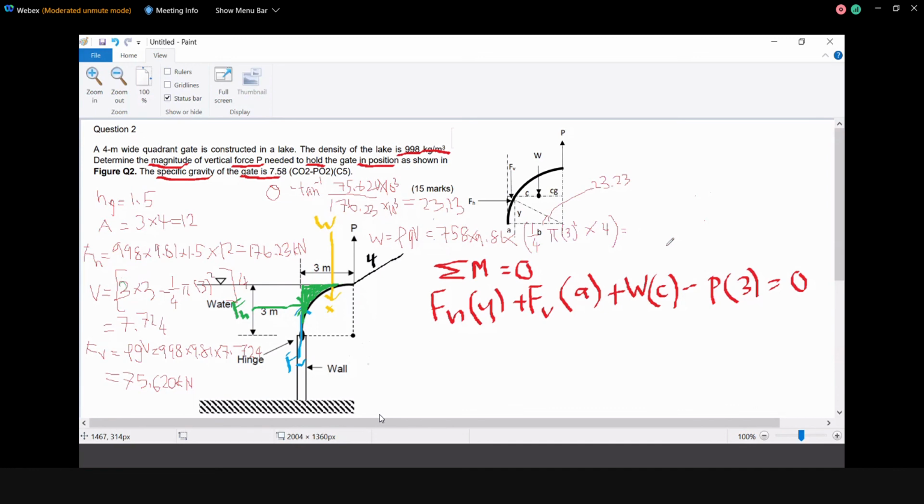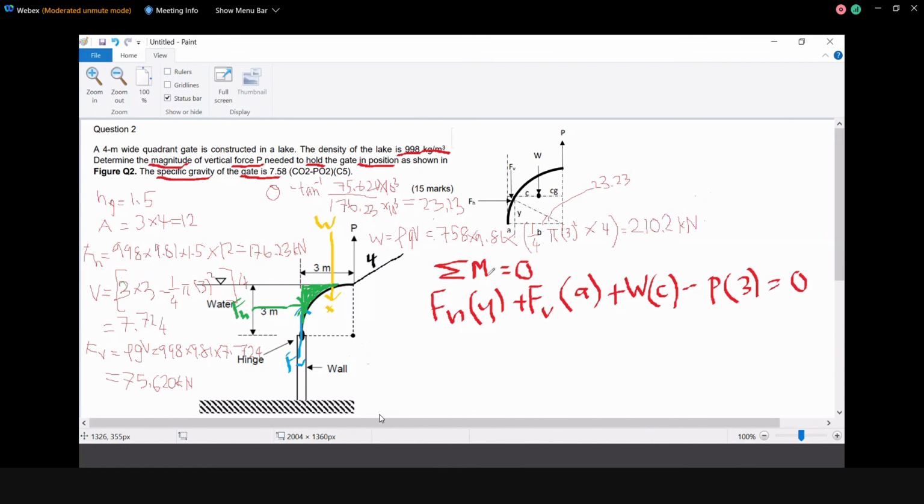Dia punya volume adalah 2827. Dapat tak? 210. Dapat. Tak ada. Dapat. Okay, so you dapat 210.2 kot. Kita buat, dia dapat 210.247 kan? So 210.2 kilonewton. Okay, so untuk forces pun dah settle.